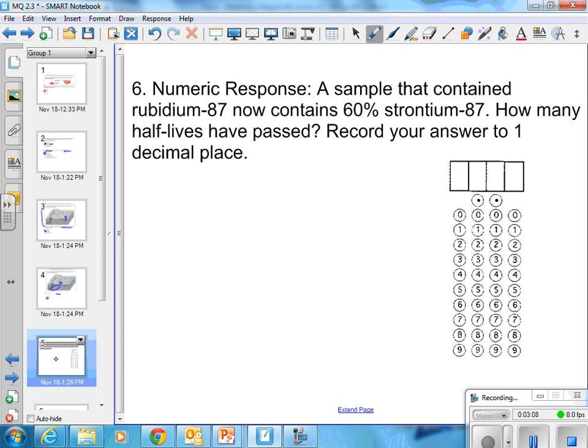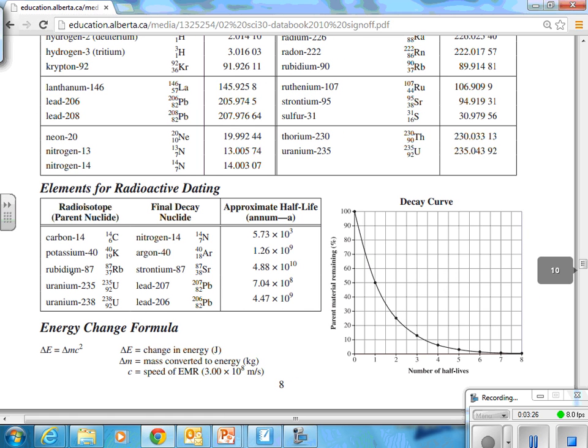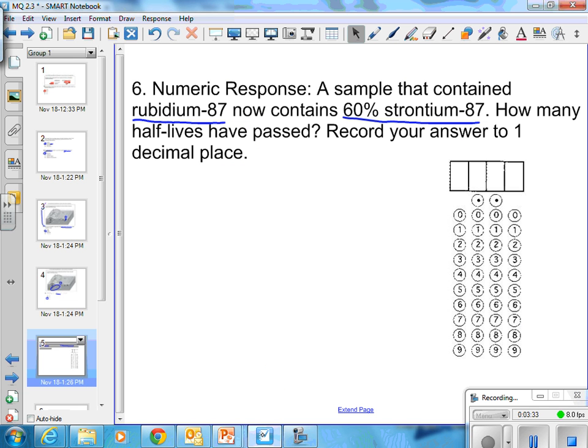Number 6, a sample that contained rubidium-87 now contains 60% of strontium-87. We need to look at our data books to figure out if strontium is the parent or daughter nuclide. And here, okay, so it says it did contain rubidium. Now it contains strontium. If it's 60% strontium, this means that it's going to be about 40% of the rubidium-87. We subtract from 100.